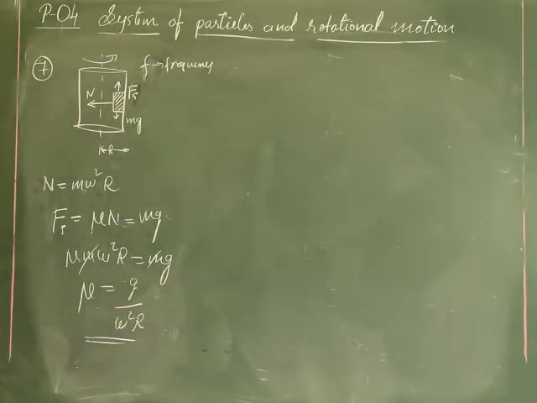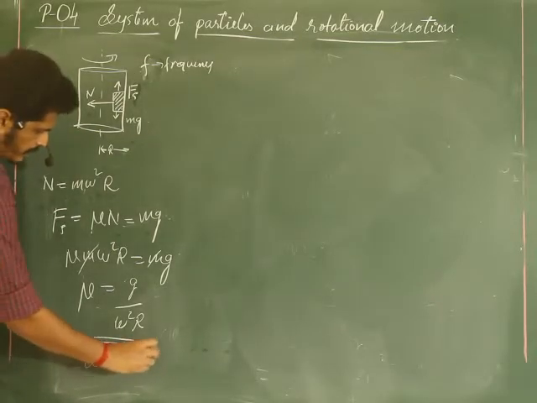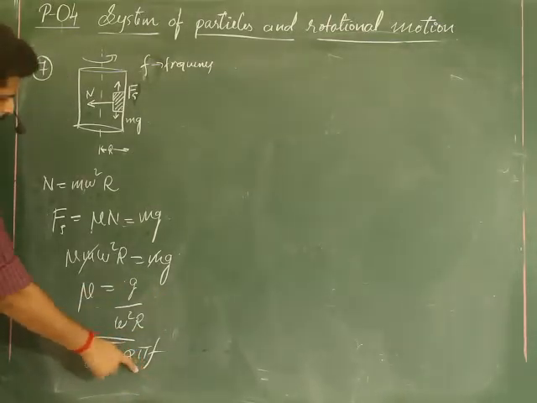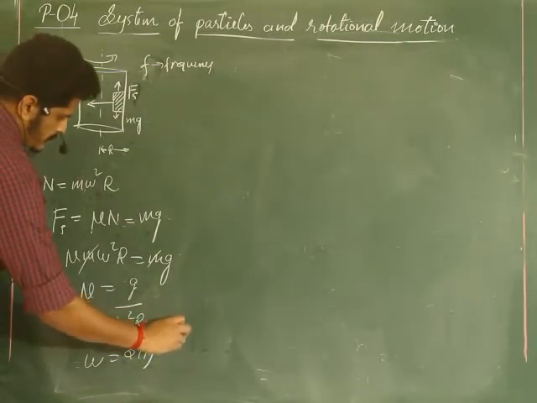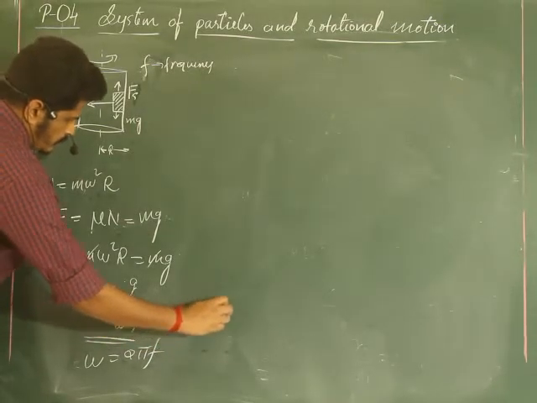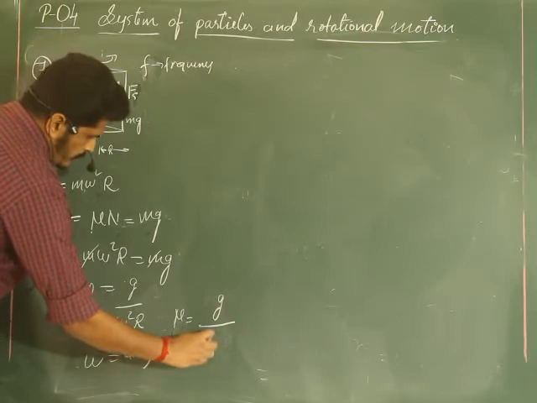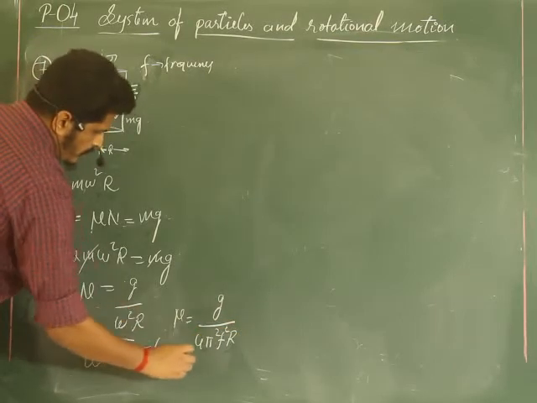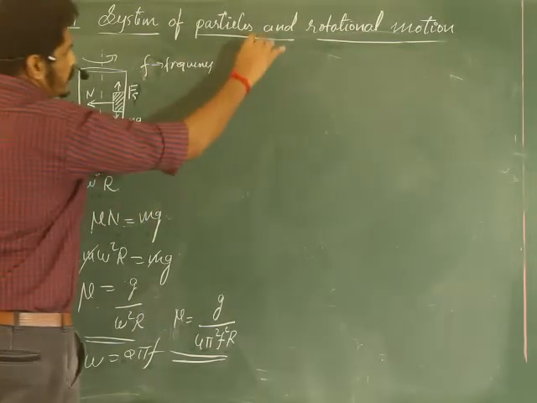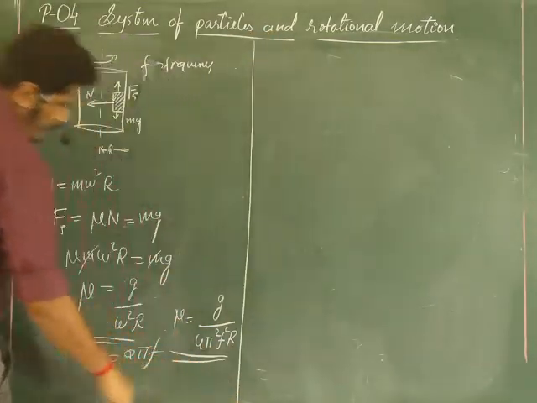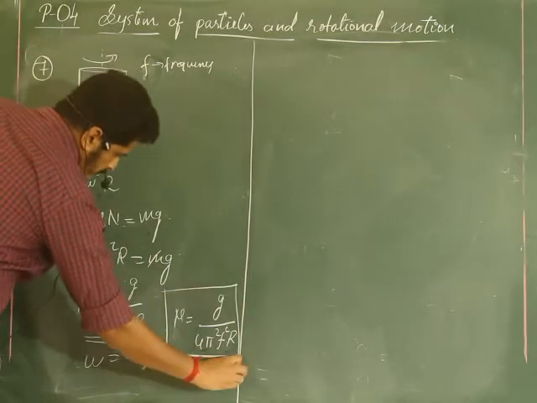Now, options are there, but an option of g by omega square r is not there. But we know one thing: omega equals 2 pi f. So omega square means 4 pi square f square. So the answer is mu equal to g by 4 pi square f square r. See, this is how we can solve. The direct answer is not mentioned, so we have to find some alternate. This is the answer we get.